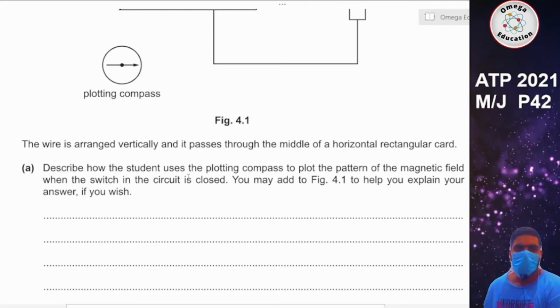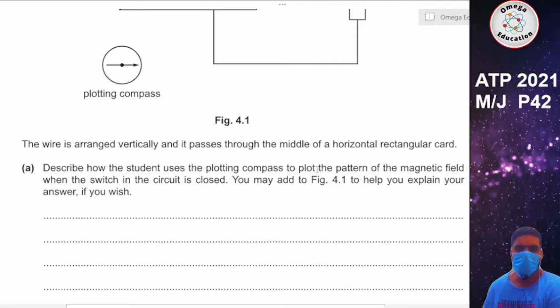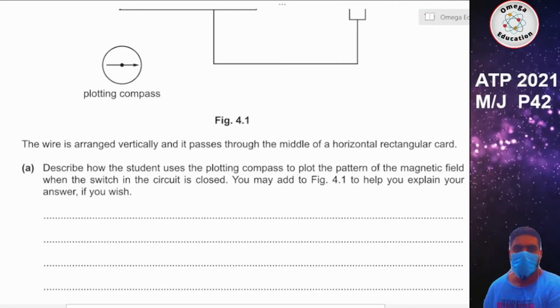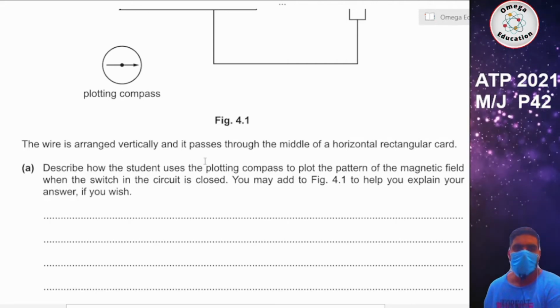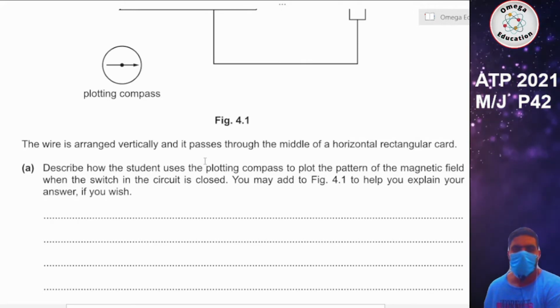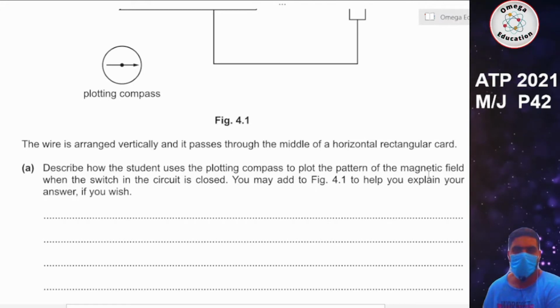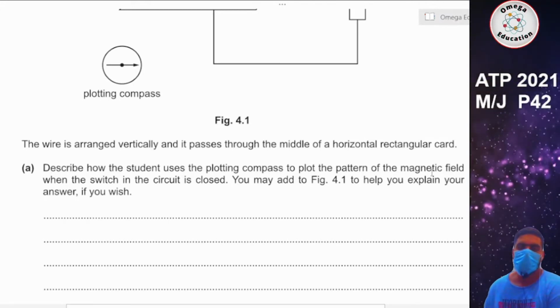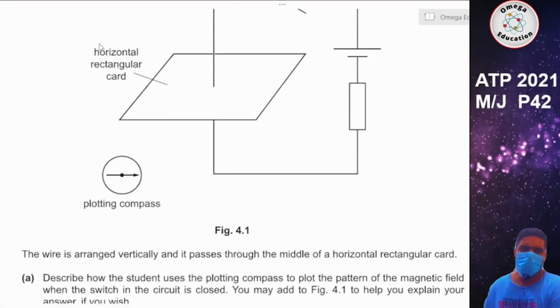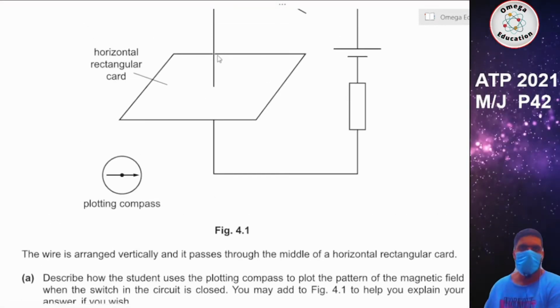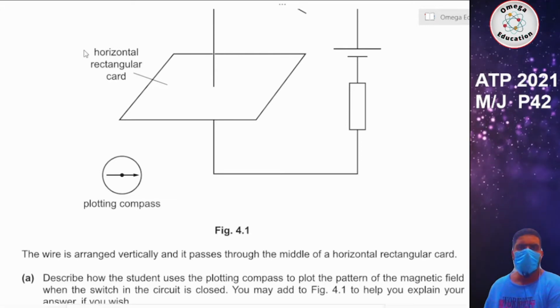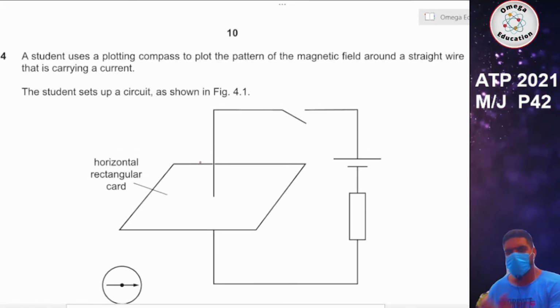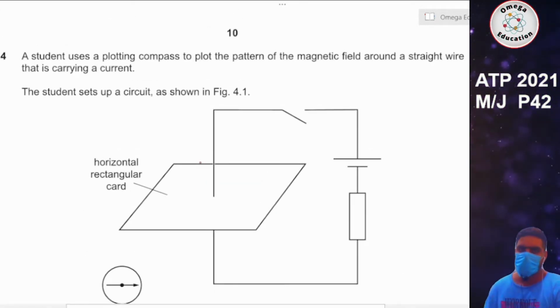Describe how the student uses the plotting compass to plot the pattern of magnetic field when the switch is closed. You may add to figure 4.1 to help you explain your working if you wish. Alright, so this one is a very popular one, and this is kind of an experiment that we study from our middle school science as well. So we'll go about this one as well.